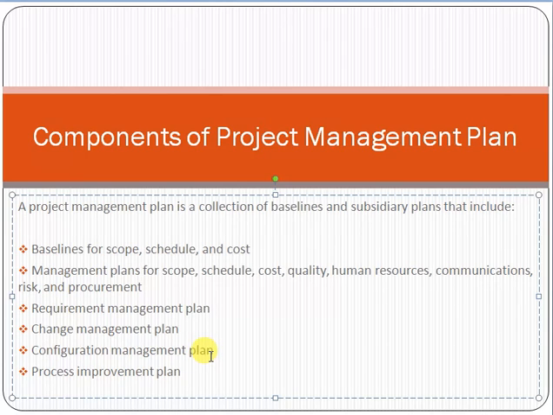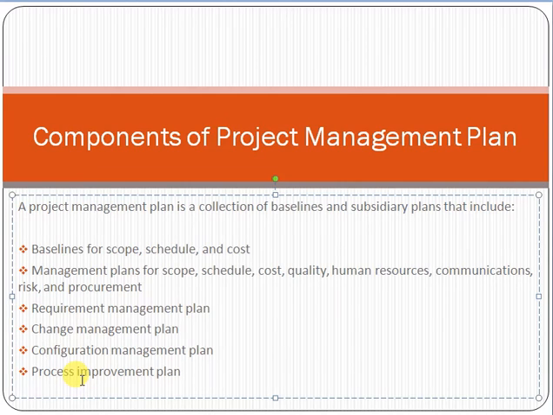So guys, hope you understand this topic. Configuration includes all aspects of a project, which could include the scope, risk, issues, the source code. So how you will manage all these aspects, and how it will be managed. Next is the process improvement plan.